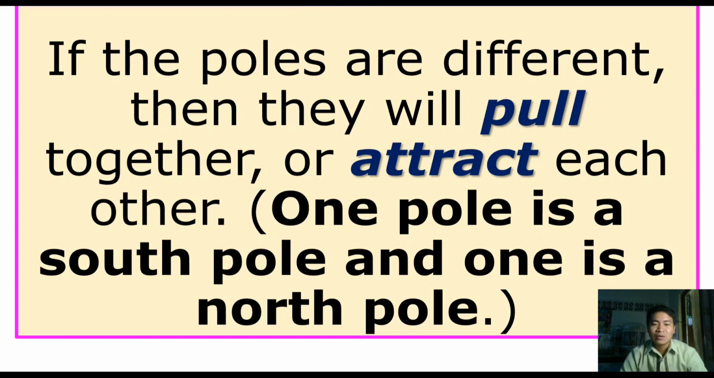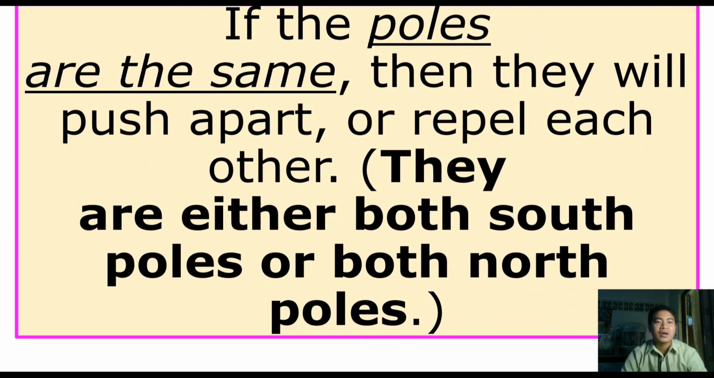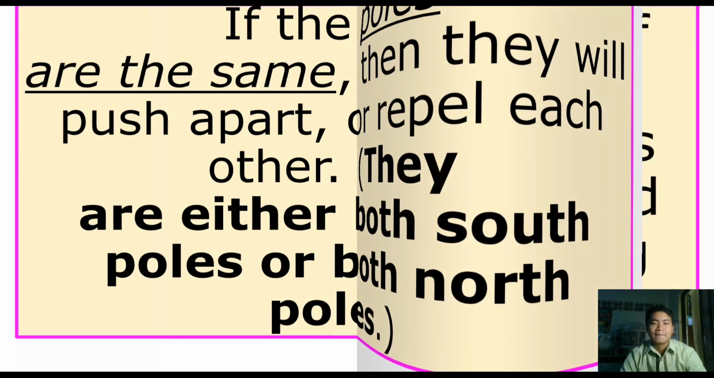Then if one pole is a south pole and one is a north pole, they are partnered together to pull together, and they can be attracted. If the poles are the same, then they will be pushed apart or repel each other. Meaning they will not be attracted, they will repel, or they will push apart. They cannot be attracted together. They are either both south poles or both north poles, as what I have said earlier.